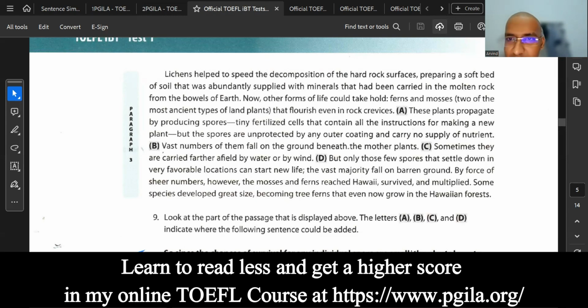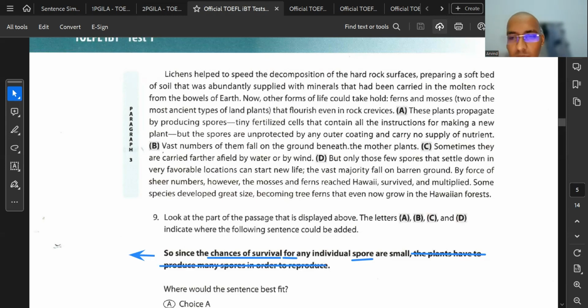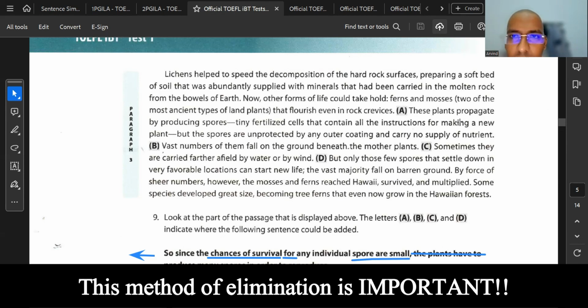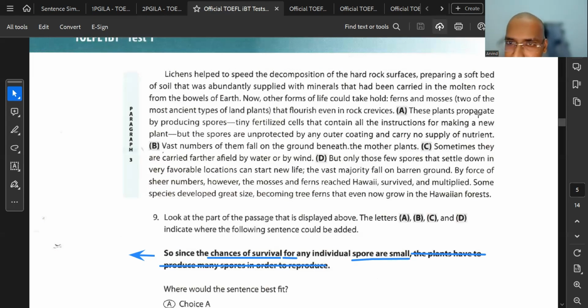Okay. And here, I'm just going to point out that we don't need to look at the rest of this sentence. So the main idea is that the survival of the spores is small. Okay. Now you know that this is the main idea, and we're going to go to A. You're going to look at the sentence before A and tell me possible, not possible, or I'm not sure. Okay, before A, I'm not sure.